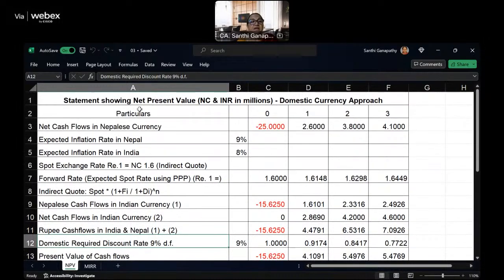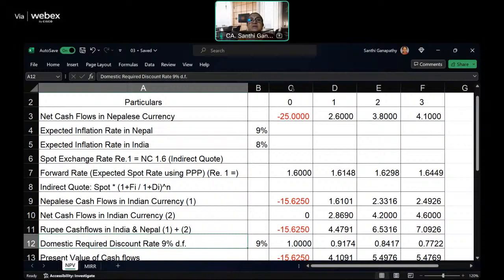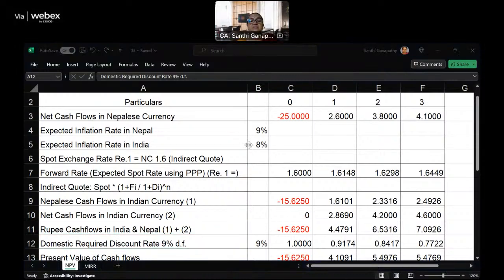So now we have the cash flows. Expected inflation rate is given. Spot rate is 1 is equal to 1.6 NC. Since it's an indirect quote, we know I have to do 1 plus FI divided by 1 plus DI. I apply that, get the cash flows.